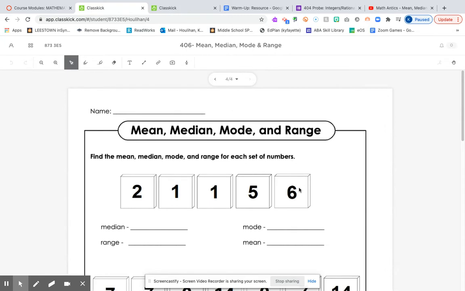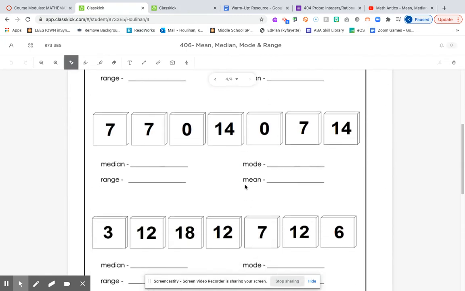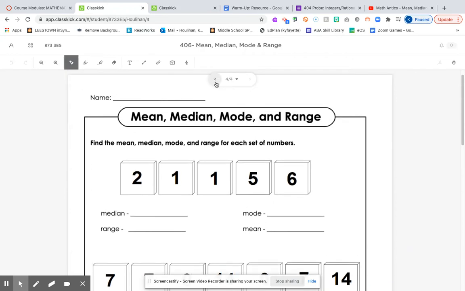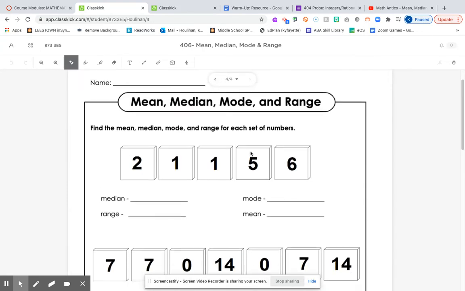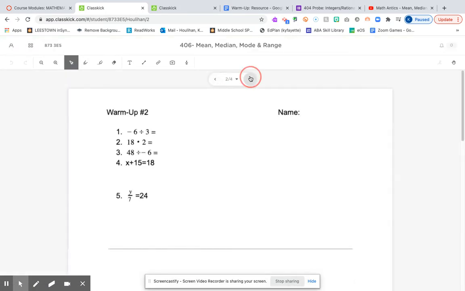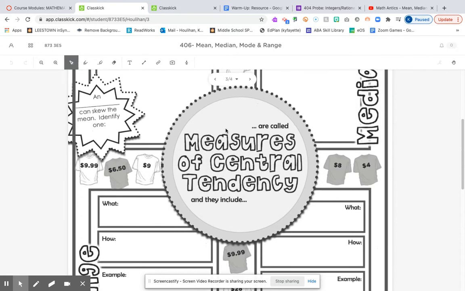So here is what the resource class, this is all your assignment. Everybody's going to have this assignment. So this is what we're doing. Okay? So here's what you have to get done this week. The whole week. You have the whole week to get all of this done. All right, so mean, median, and mode is what we're talking about.